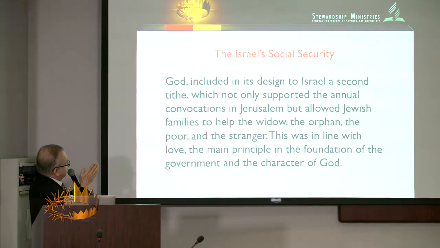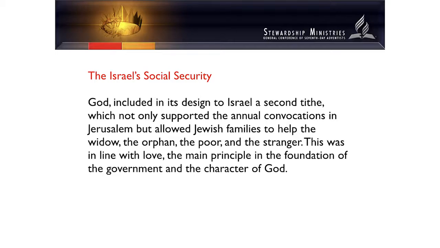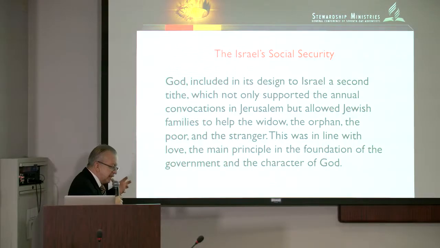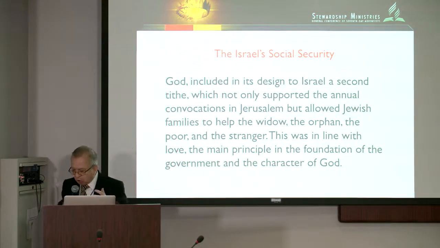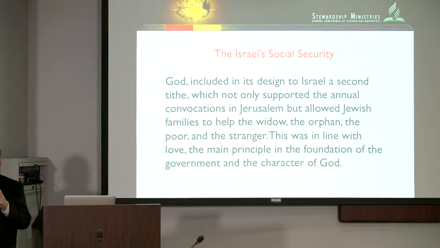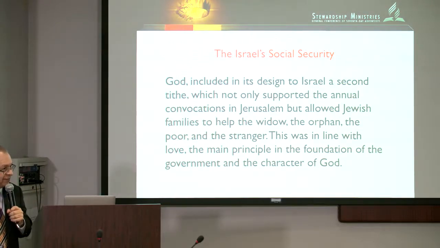God included in his design for Israel a second tithe, which not only supported the annual convocation in Jerusalem. That means if some family had a problem to attend the feast in Jerusalem, they could use the second tithe to help the family go to the feast. You know, that's why the second tithe was administered by the family.